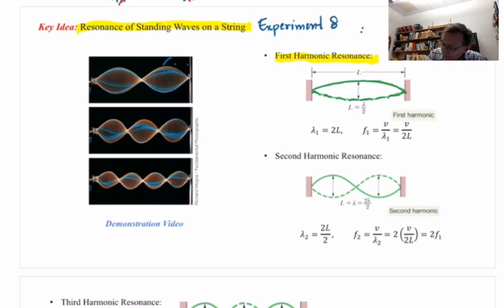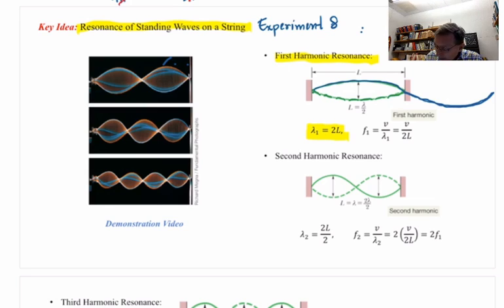The wavelength of the full wave, if you could see the full thing, would be from there to there. That'd be one full wavelength. Note that wavelength then is 2L. We're going to call it lambda 1 because it's the wavelength for the first harmonic resonance, and so it's equal to 2L.